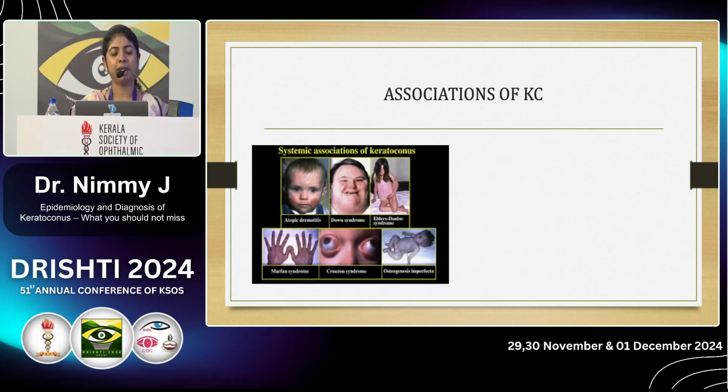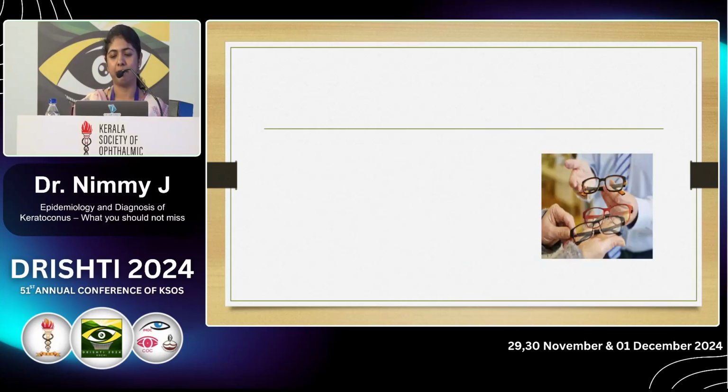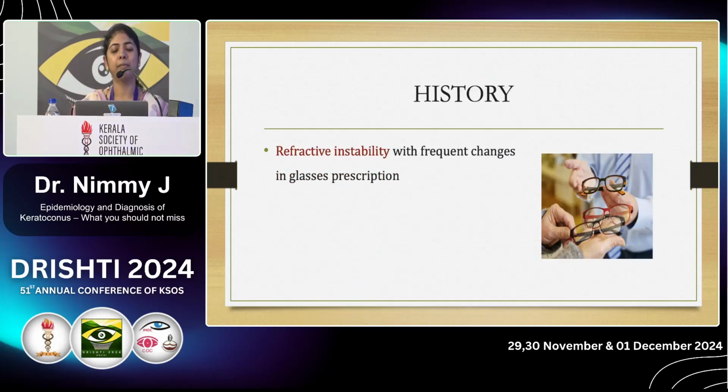These are the systemic associations of keratoconus, which include Down syndrome, mitral valve prolapse, connective tissue disorders like Ehlers-Danlos syndrome, Marfan syndrome, osteogenesis imperfecta. Now, taking history in a patient with keratoconus, the most important history is the frequent change in glass prescription.